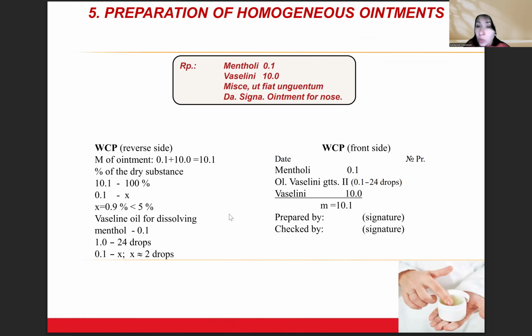On the front side of the written control passport, respectively, you specify date, number of prescription, menthol. Menthol 0.1 gram, olei vaselini guttas 2, 0.1, 24 drops, vaseline 10 grams. Underline everything, general mass 10.1 gram, prepared by signature, checked by signature.